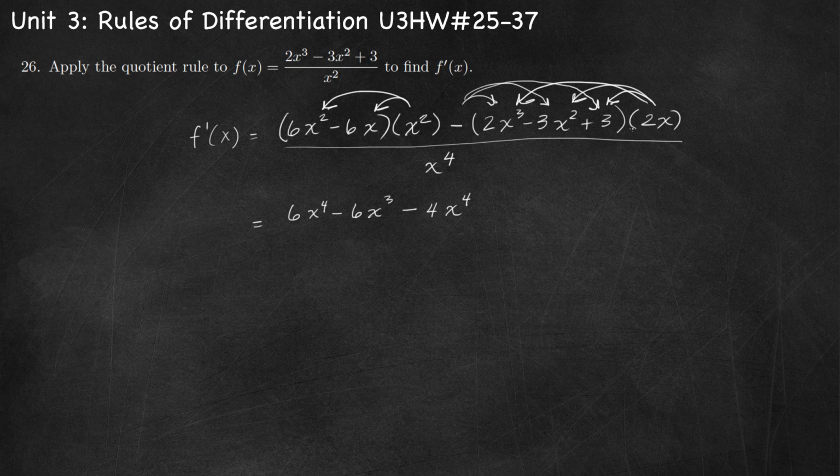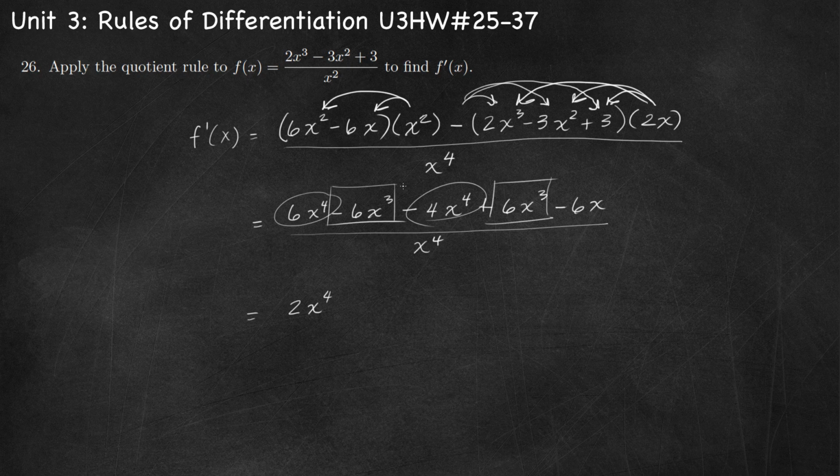And then 2x times negative 3x squared is negative 6x cubed times negative 1 is positive 6x cubed. 2x times 3 is 6x times the negative 1 is minus 6x. And all of that is over x to the power 4. Okay, so my like terms here, 6x to the fourth minus 4x to the fourth, that's 2x to the fourth. And then I've got minus 6x cubed plus 6x cubed, that's just 0. And minus 6x all over x to the power 4.